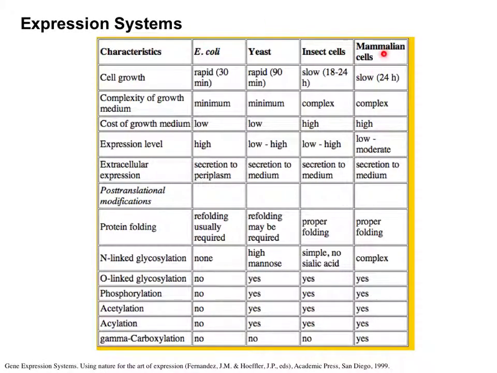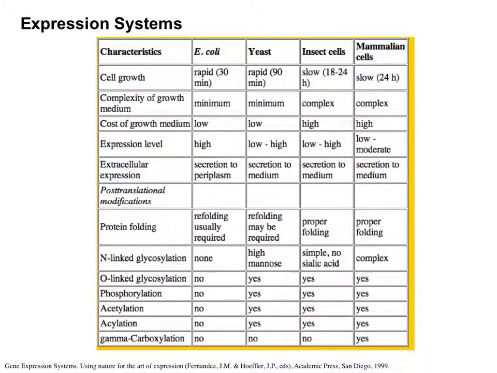So there are the different expression systems: yeast, E. coli, insect cells, mammalian cells. They have different cell growth, E. coli being fastest, mammalian slow. Complexity of growth: E. coli and yeast is minimal, complexity is much larger in the others. Growth of medium, it's low, high, and high in the case of mammalian cells. High rates are found in expression levels. It's low to high in insects, and low to moderate. It secretes to the periplasm. These all secrete to the medium.